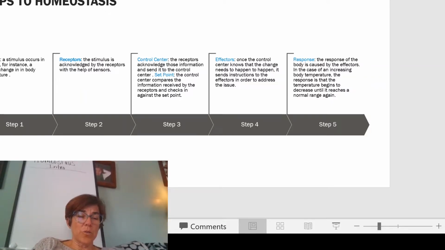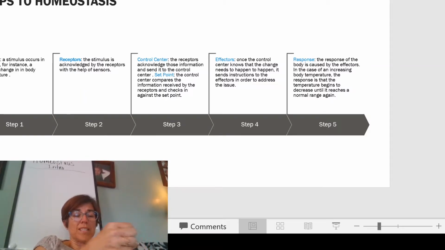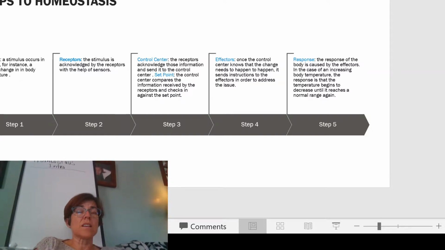So if I'm getting too warm, my sweat glands wake up. My sweat glands know that they're going to be doing something. If my body gets too warm, my blood vessels will what we call dilate. And by dilate, they open more so that heat can be released. In that dilation, it also allows the blood to be more easily delivered to the muscles so that oxygen and carbon dioxide gas exchange can happen.